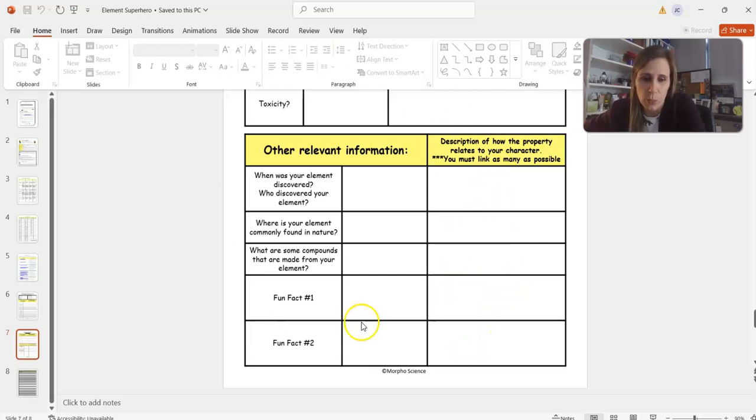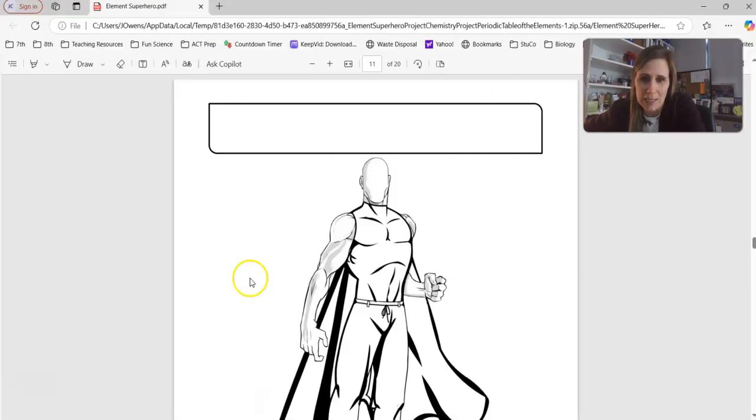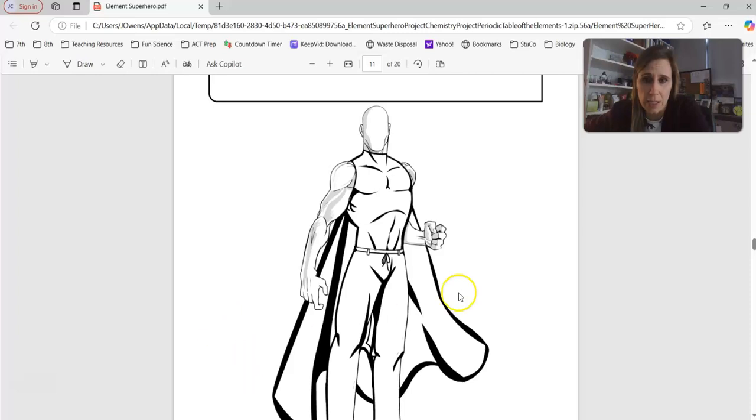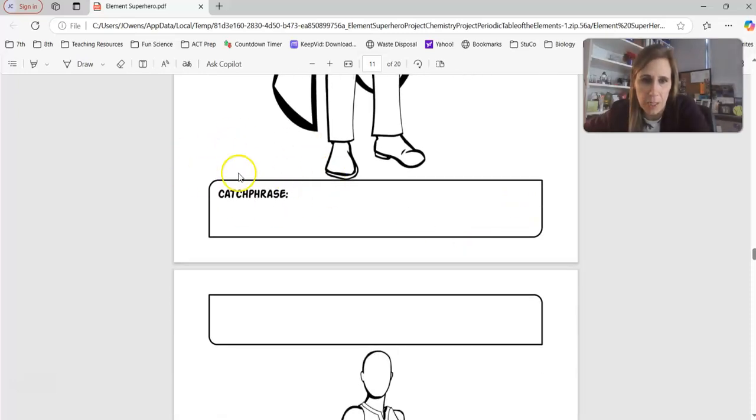Once you've filled out this worksheet, then you're going to go grab a blank template for your superhero. You're more than welcome to create your own. On the top, you would put the name of your superhero. You would decorate your superhero however you think he or she would look. And then around the outside, you're going to display its superpowers based on its chemical and physical properties. At the bottom, you're going to think up a catchphrase for your superhero, like Superman: it's a bird, it's a plane, no, it's Superman, okay?